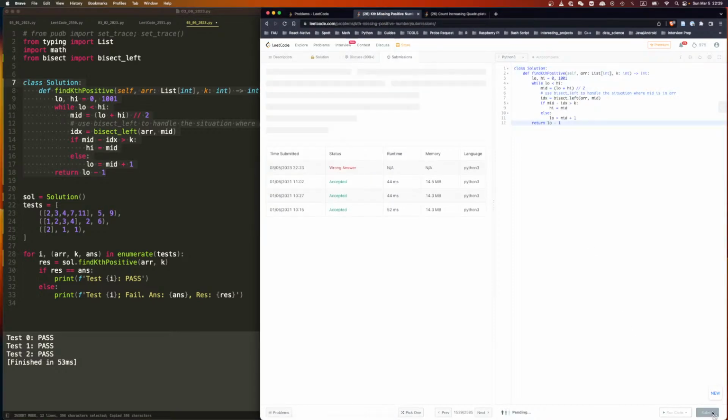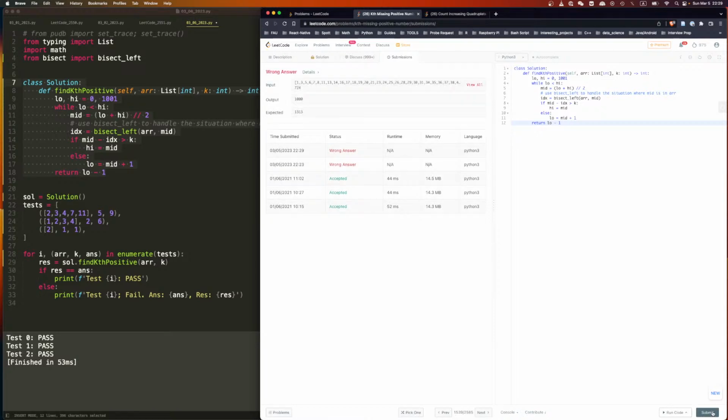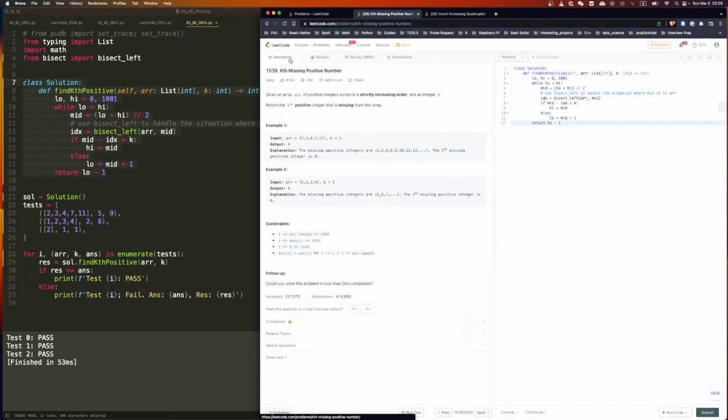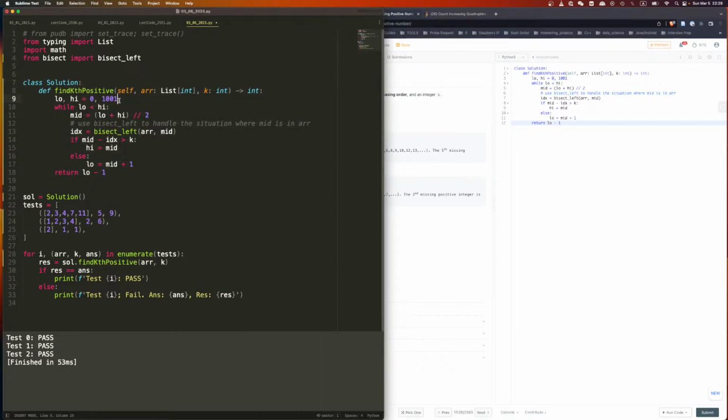I hope this one will work. This one does not work either. Alright, so if that's the case, then... Oh! It shouldn't be 1000. K could be 1000, so the upper bound should be 2000. Right? There should be 2000.